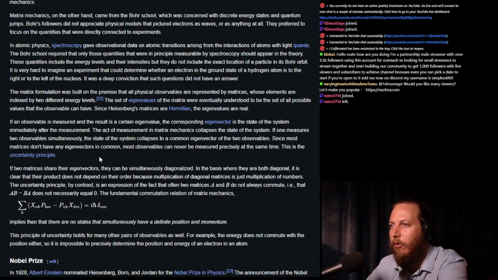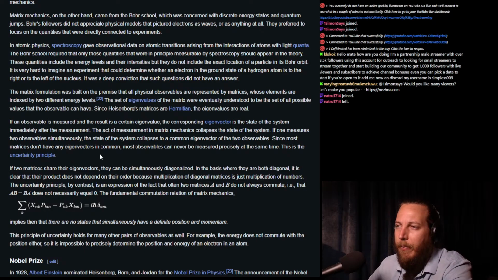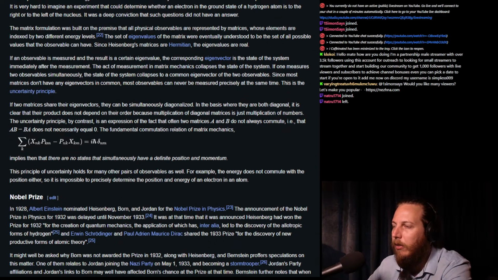If one measures two observables simultaneously, the state of the system collapses to a common eigenvector of the two observables. Since most matrices don't have any eigenvectors in common, most observables can never be measured precisely at the same time. This is the uncertainty principle. I didn't know it was articulated that way. That's neat. If two matrices share their eigenvectors, they can be simultaneously diagonalized.